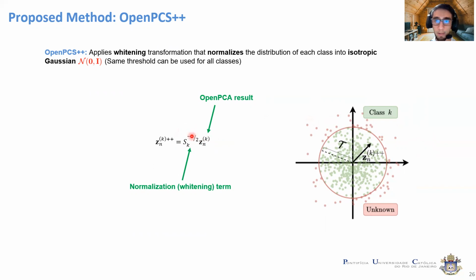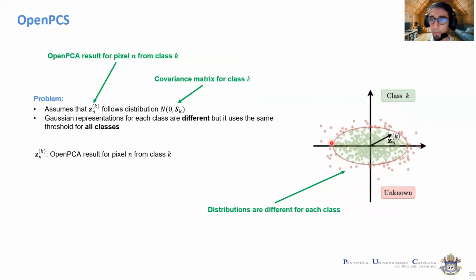This results in a uniform distribution for all classes, and then the difference is that here we can apply a single threshold value for all classes, a unique threshold value, because they all have the same normalized distribution. This is the advantage, because in the previous method, we applied a unique threshold value, but the distributions were different, so this was not optimal.